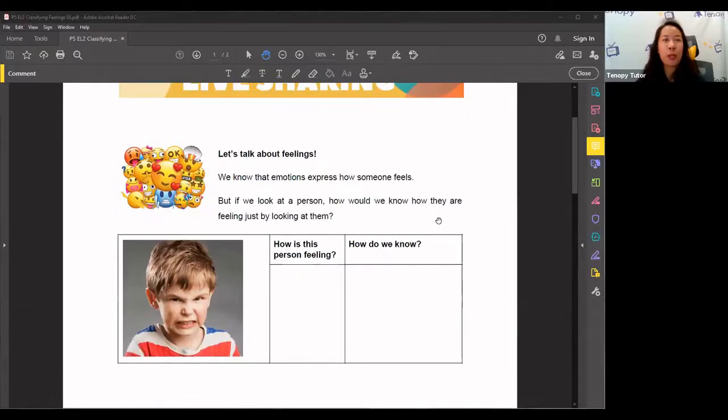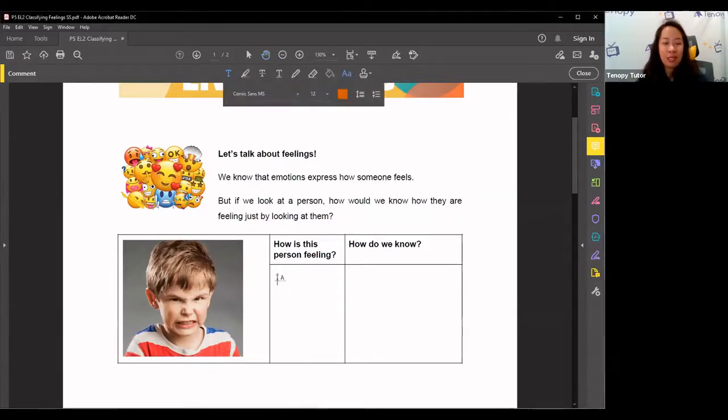Now let's take a look at this. I'm going to show you this picture of this boy right here. In the chat, can you tell me how this boy is feeling just by looking at his face? What kind of expression is this? Is he feeling happy? Is he feeling overjoyed? Oh my gosh, you guys are right. He is feeling angry, definitely. Thank you very much. Oh, he's furious, Isaac says. You are right. We can also say that he's furious.